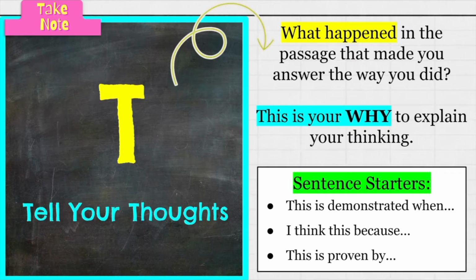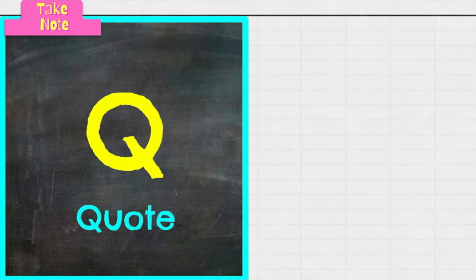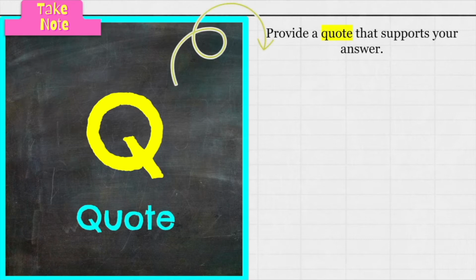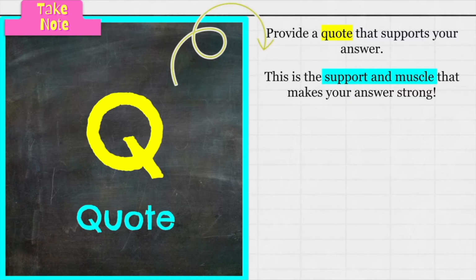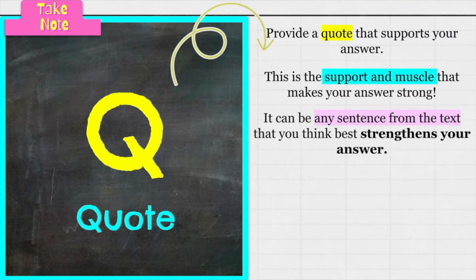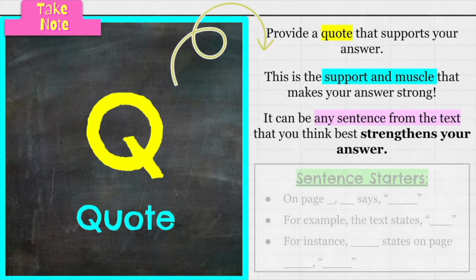So we have R, restate the question, T, tell your thoughts, and up next we have the best one because it's Q, and that stands for quote. That means you're going to find or provide a quote that supports your answer. This is the support and muscle that makes your answer strong. It can be any sentence from the text that you think best strengthens your answer. Don't get confused though. It doesn't have to be dialogue. A lot of students think just because it's in quotation marks, it has to be dialogue. And it doesn't. It's any sentence from the text that helps you come up with your basic answer.